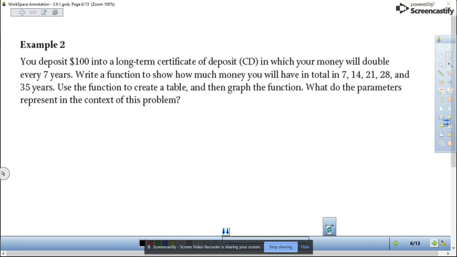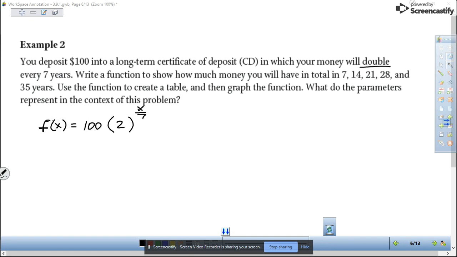So here we go. We have f of x equals, and then my initial amount is 100, and then it's doubling. So I see that word right there. It's telling me it's exponential. Now, how often does it double? It doubles every 7 years. So it's x divided by 7.